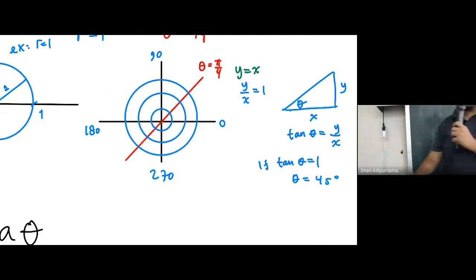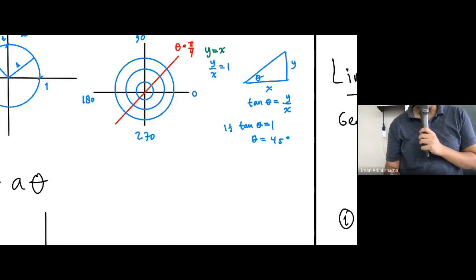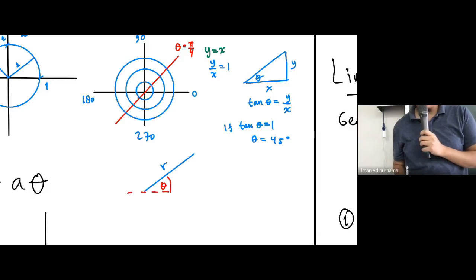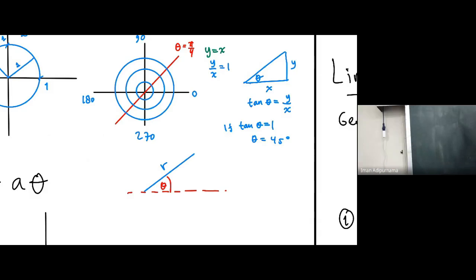Now let me go back to what r is. If this is r and this is theta, of course, if you are moving your point all through this circle, can you find a radius which is negative or no?